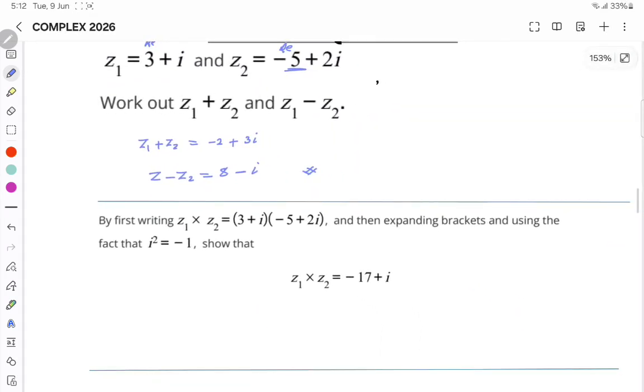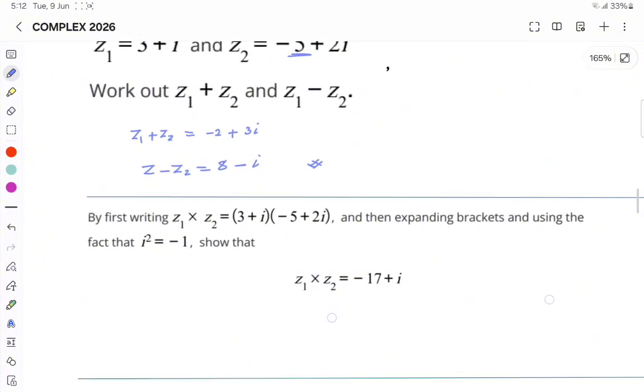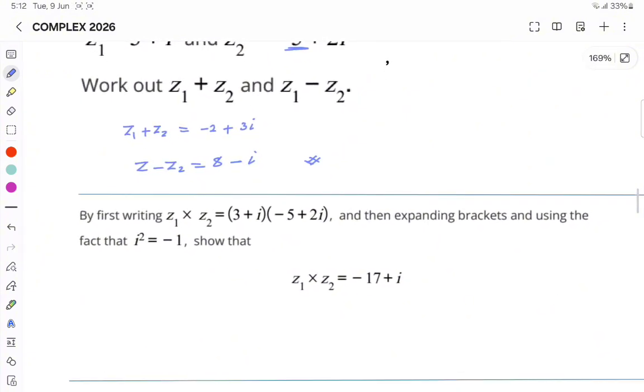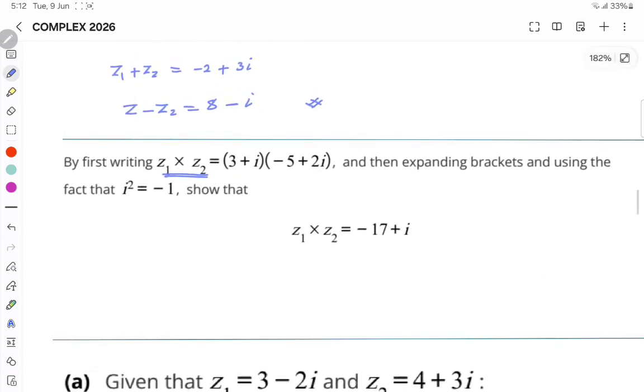If you face any problem inside the exam, you need to read the question very well, because the given has the case of the answer. So by first writing z1 times z2, that refers to multiplication, (3 plus i) times (negative 5 plus 2i), and then expanding brackets and using the fact i squared is negative 1 to show that. So I want to show the multiplication is equal, so we just need to multiply.